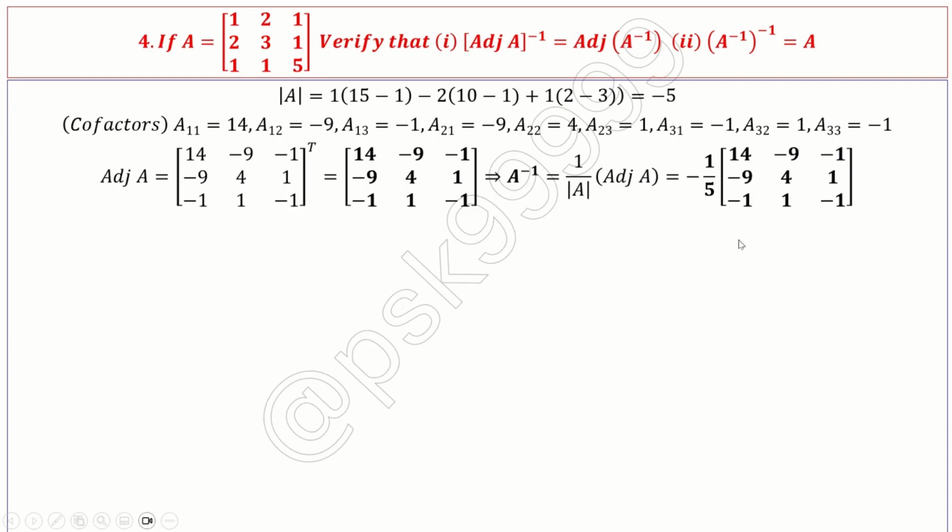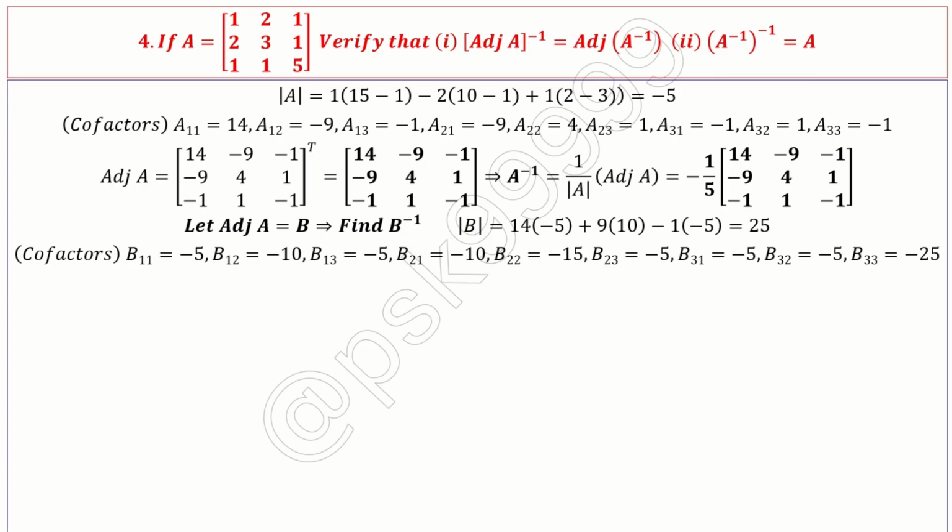And my A inverse is required also, so my A inverse is this value here. This is my A inverse. Now two things I did. Now the third thing is, let's call the adjoint of A as B, then find B inverse. So this is the B. My modulus of B, the determinant of B, is 25.